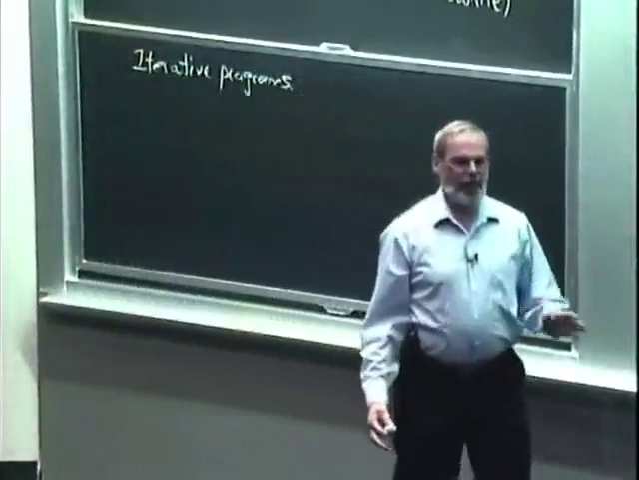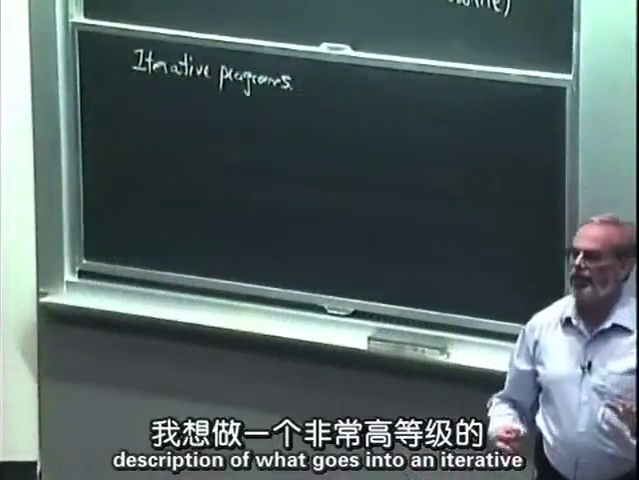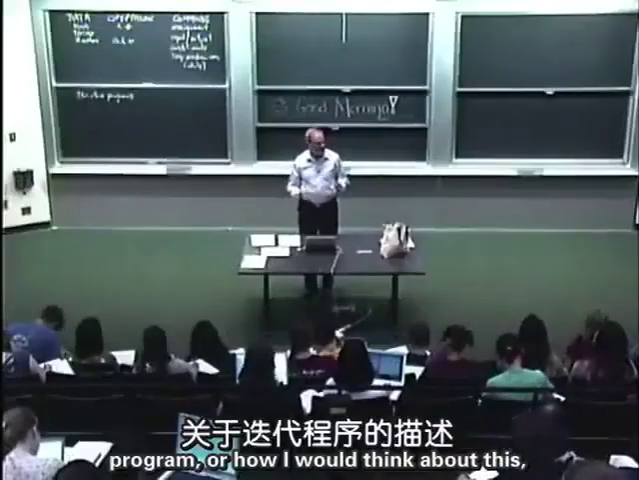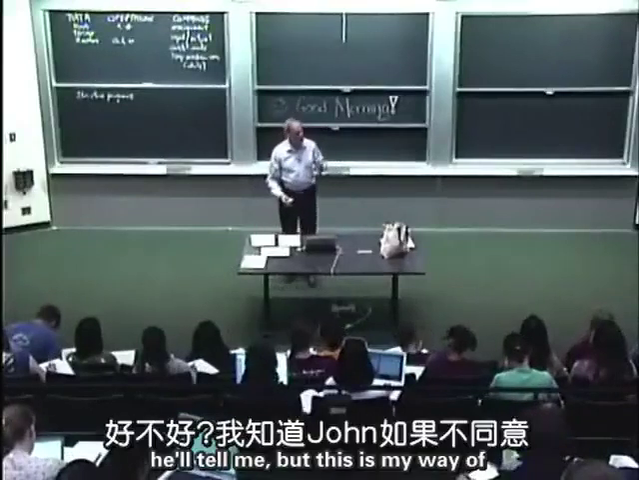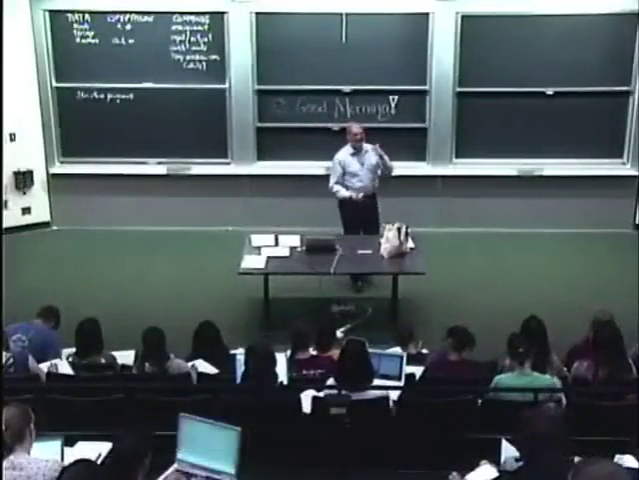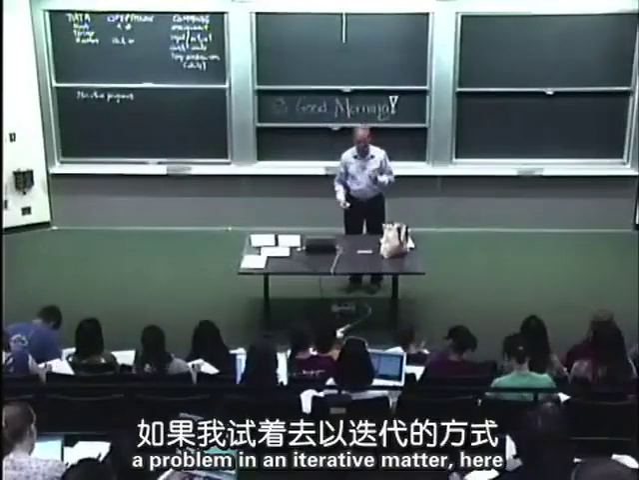And I want to do a very high-level description of what goes into an iterative program, or how I would think about this, all right? And I know if John disagrees with me, he'll tell me, but this is my way of thinking about it. If I want to try and decide how to tackle a problem in an iterative manner, here are the steps I'm going to go through.